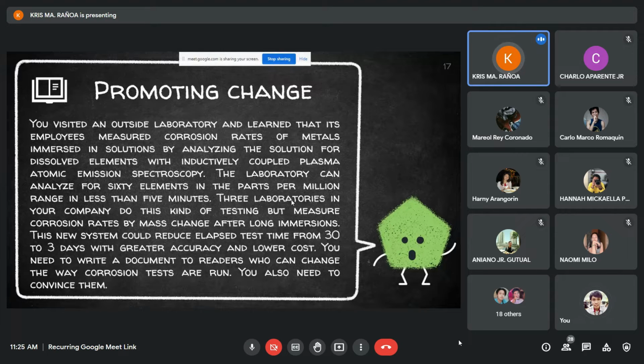You need to write a document to readers who can change how their corrosion tests are run. You also need to convince them. So, sa promoting change, nagagamit sila lahi ng kanang dili better na mga test. So kung gusto nimo na mailisdan, magsulat ka og writings kato sa mag-select ka reader na imuhang na mas na ma-implement niya ang change sa ilahang test run.